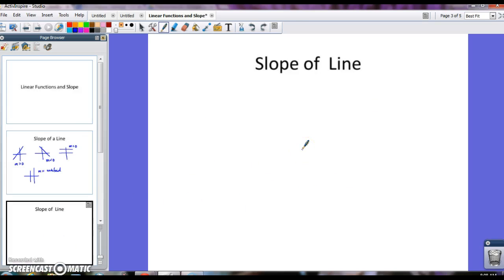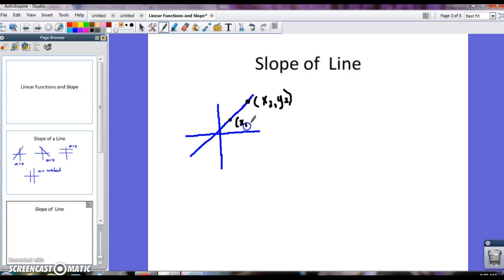Remember, when you are determining slope, if these are your axes and here is your line, you have 2 points on your line. If this point here is x2, y2, and this point is x1, comma y1. When you do slope, remember you're doing the change in y over the change in x. And so you would have y2 minus y1 over x2 minus x1.